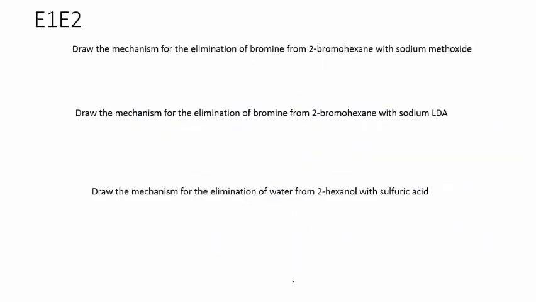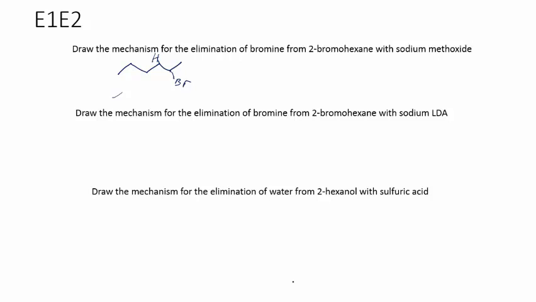Drawing mechanisms. So you'll need to know the mechanisms for the different reactions. Elimination of bromine from 2-bromohexane with sodium methoxide. So 2-bromohexane would look like this. 1, 2, 3, 4, 5, 6. 2-bromo means we've got Br there. And we have to have a hydrogen here. And these have to be coplanar.